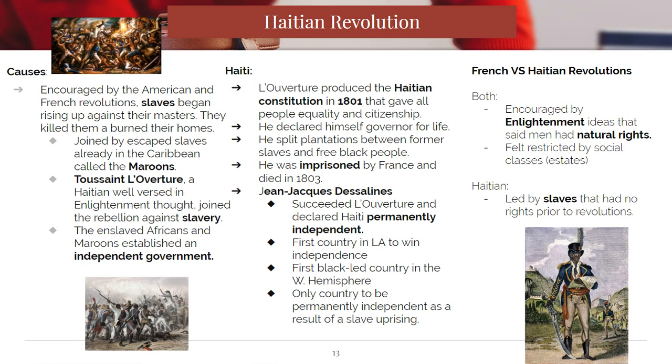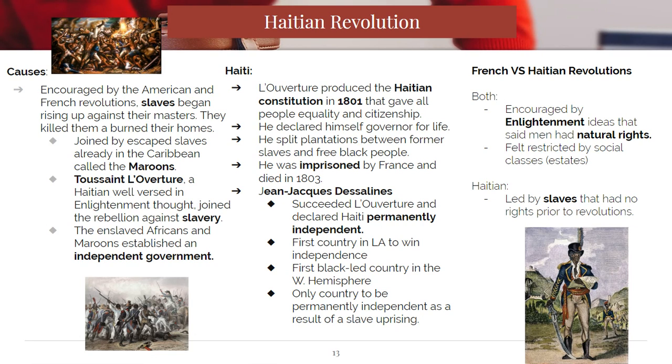So just a little bit about the Haitian Revolution. Louverture produced the Haitian Constitution in 1801, which gave all people equality and citizenship. Now this is one where the blacks went after the whites. He declared himself governor for life. He split the plantations between former slaves and freed black people. He was imprisoned by France and died in 1803.